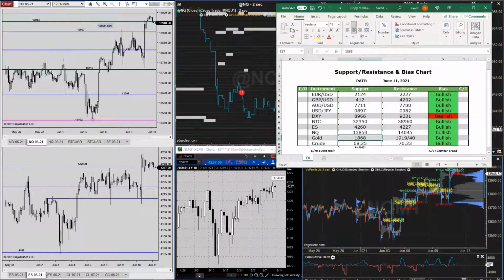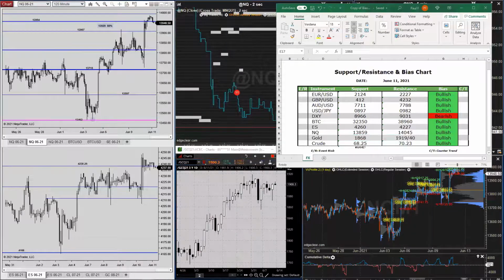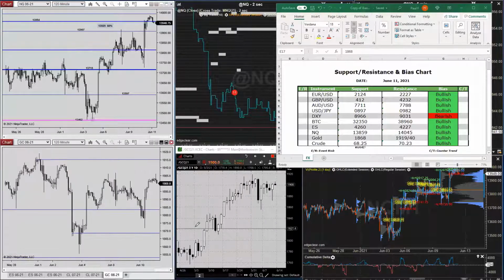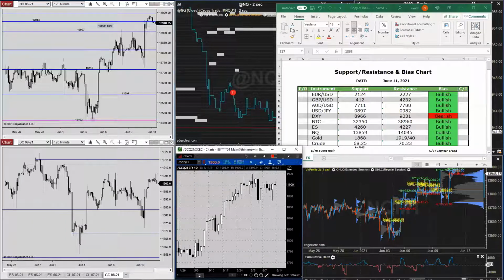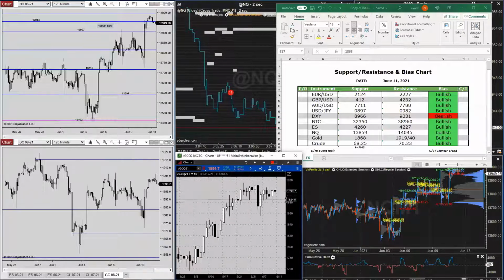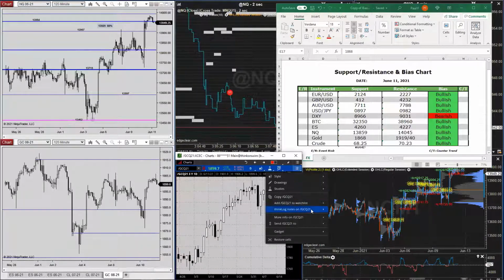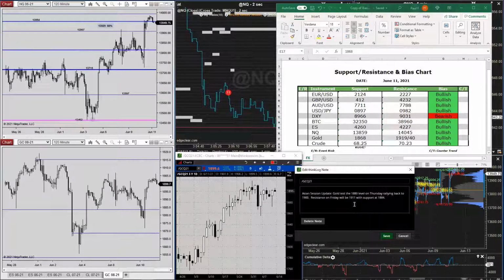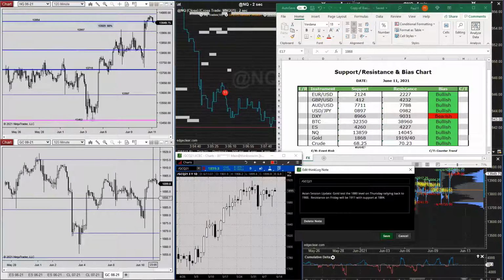Onto the gold market. Okay, gold tested the 1880 level on Thursday, rallying back to 1900. Resistance on Friday will be 1911 with support at 1884.